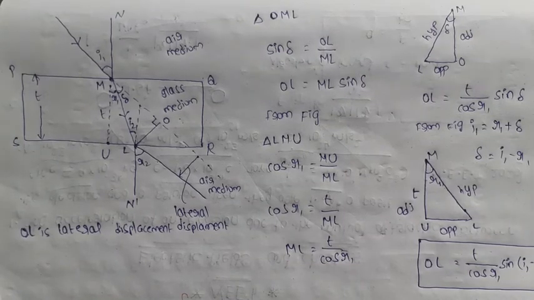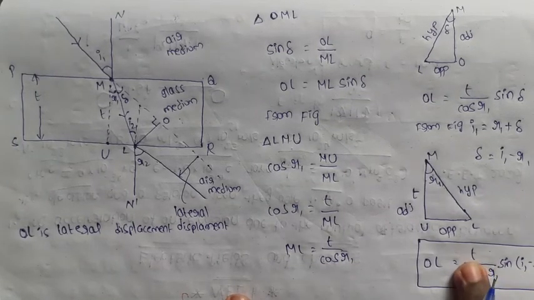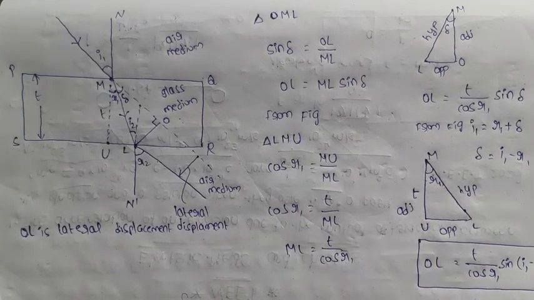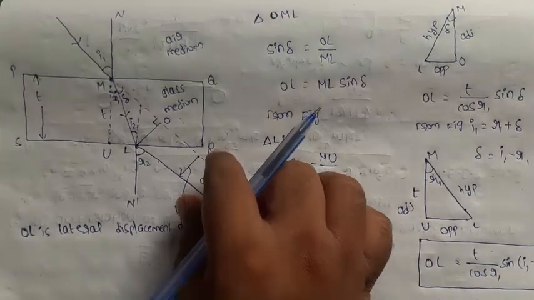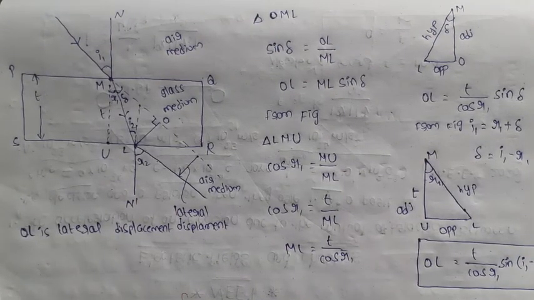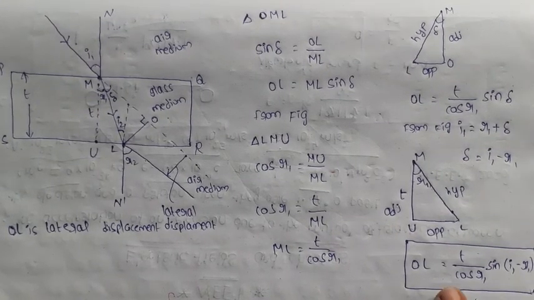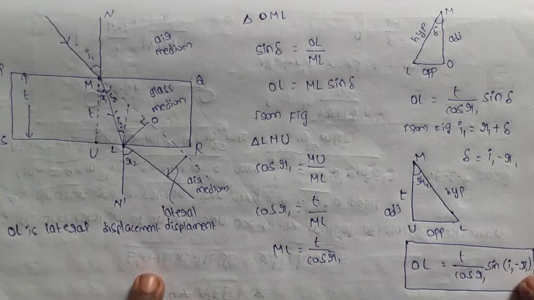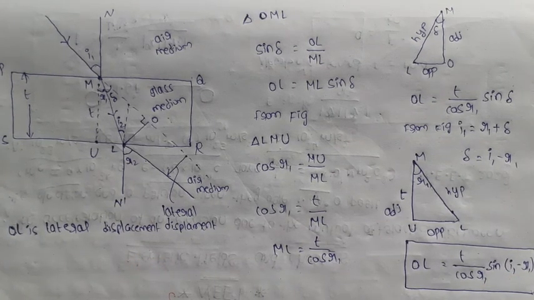If you know the thickness of the glass slab and the R1 angle and I1 angle, we can easily find the lateral displacement, how much the path of the light is shifted. This is the expression for the lateral displacement: OL equals T by cos R1 times sin of I1 minus R1.